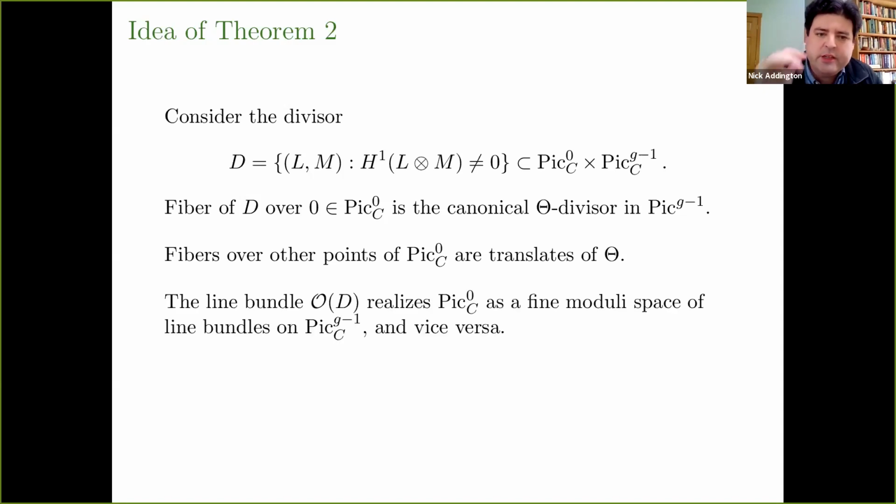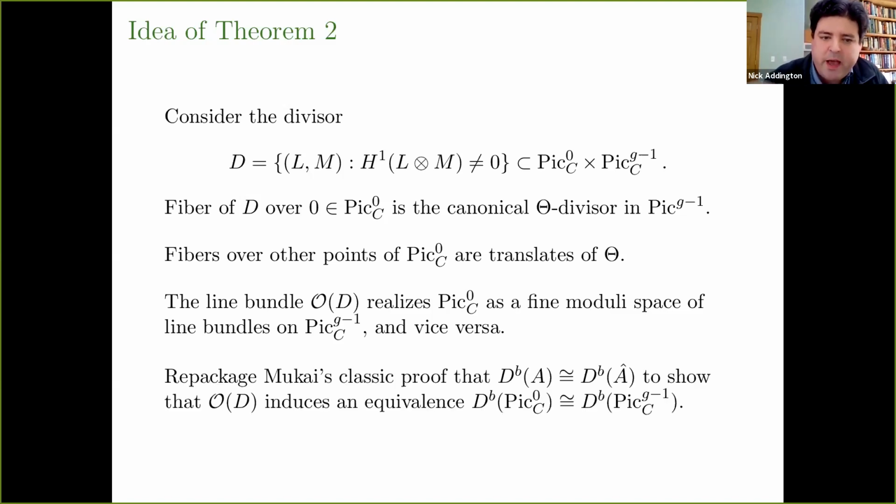Right. And so this line bundle O of D realizes Pic naught as a fine moduli space of sheaves on Pic g minus 1, and vice versa, of line bundles. And then we just repackage Mukai's proof that an abelian variety is derived equivalent to its dual. And we show that O of D induces an equivalence. So you start on Pic naught, you pull up and tensor with O of D, you push down to Pic g minus 1, and that's an equivalence.